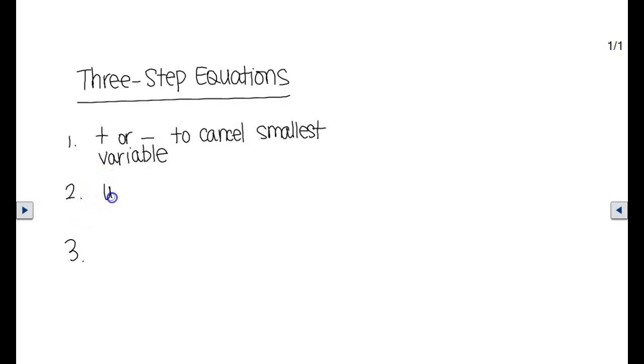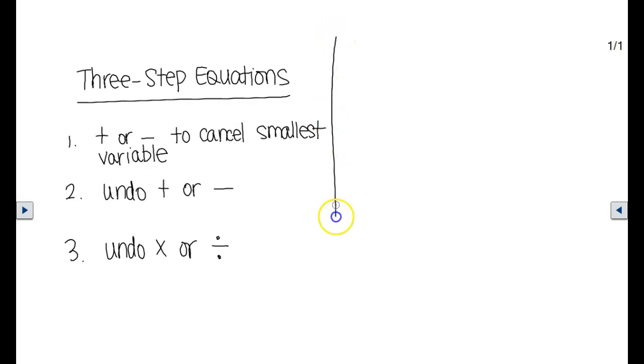And then step 2 is to undo addition or subtraction that you see happening to the variable. And then step 3 is to undo multiplication or division that you see happening to the variable. So cancel the smallest variable, undo add or subtract, undo multiply or divide. Those are the 3 steps you're going to do.